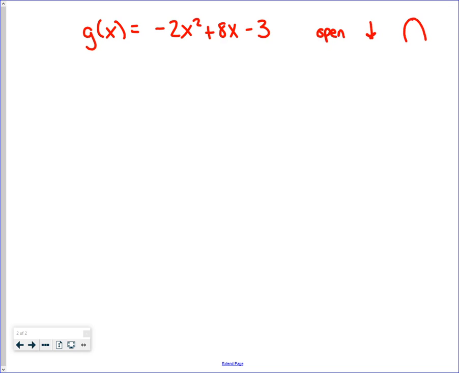Down. So it's going to look like this, so it's going to be a max. You don't have to do this. I just like to do it to check myself. You know what I mean?